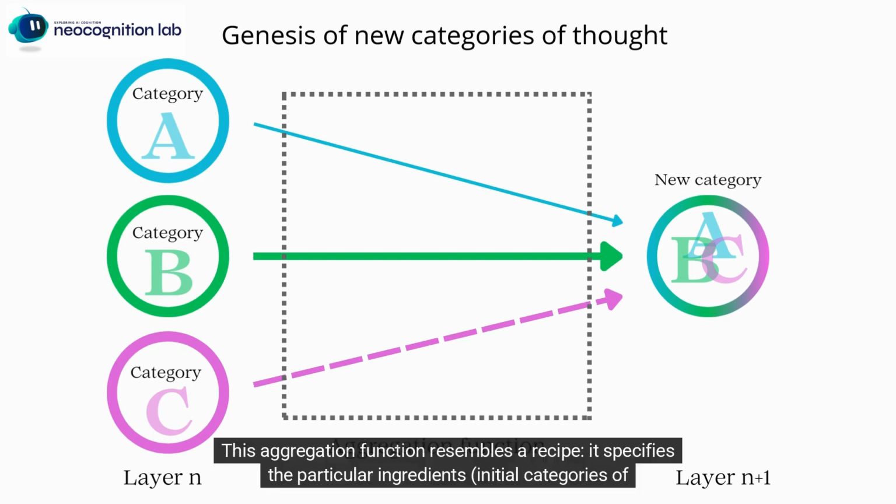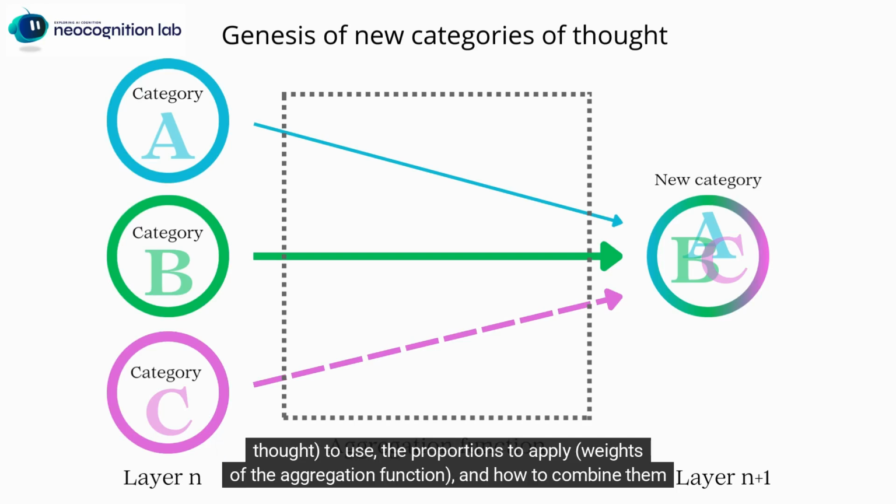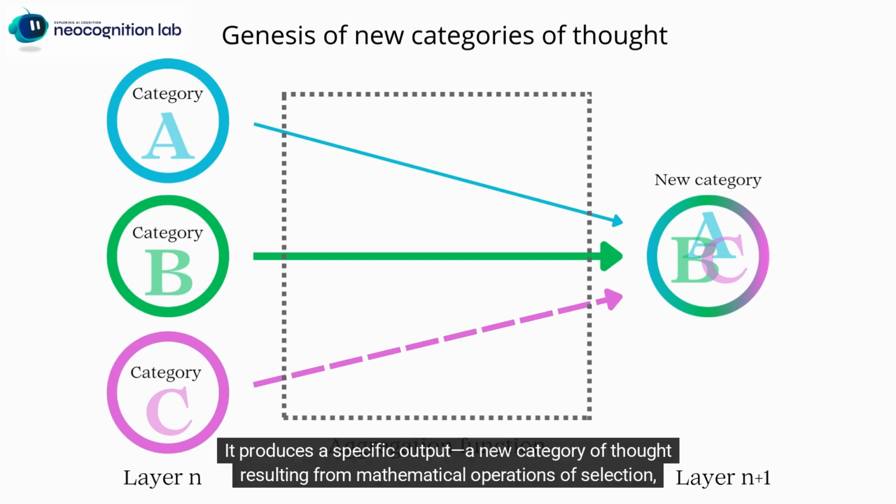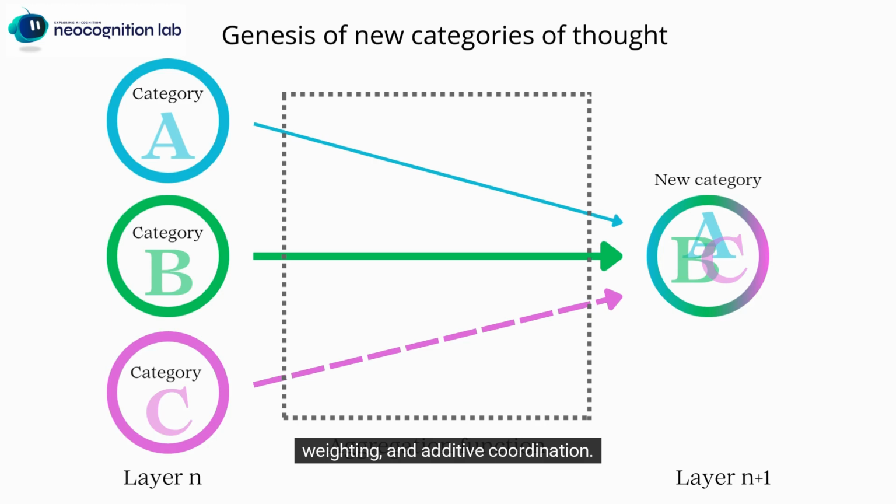This aggregation function resembles a recipe. It specifies the particular ingredients, initial categories of thought to use, the proportions to apply, weights of the aggregation function, and how to combine them, the summation operation. It produces a specific output, a new category of thought resulting from mathematical operations of selection, weighting, and additive coordination.